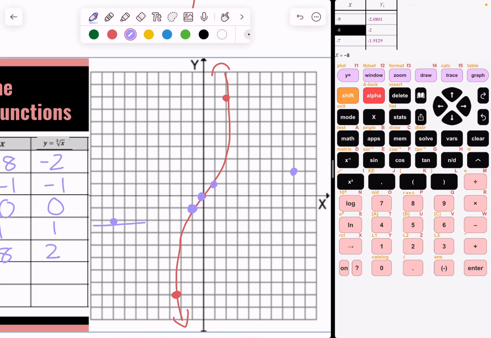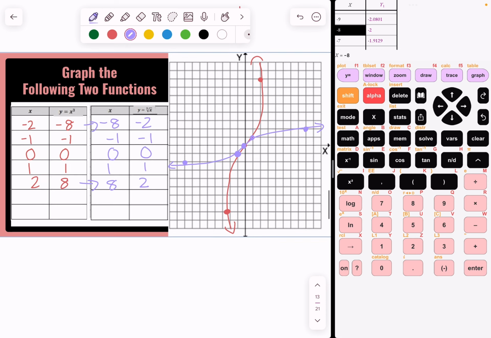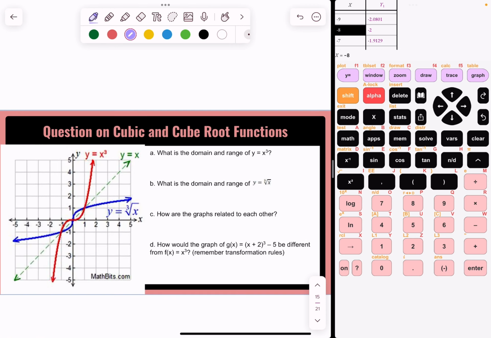And now we're going to go ahead and graph them. And it's going to look like this sideways curve shape. All right, let's go answer some questions about them. First, starting with what is the domain and range of x to the third?